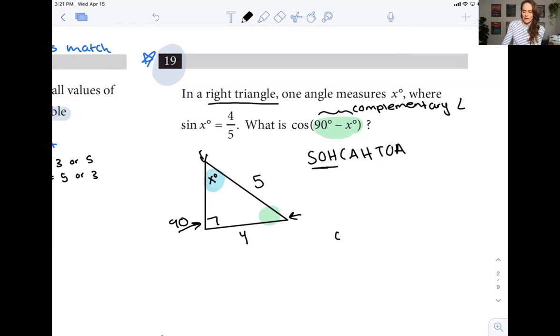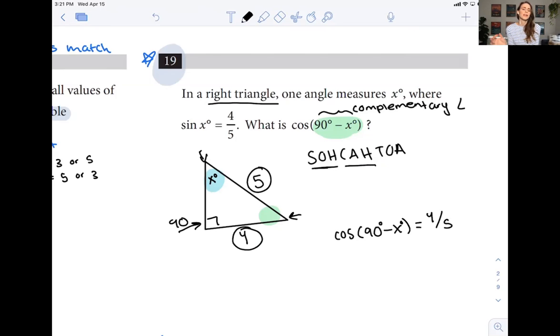So cosine of 90 minus X is also going to be 4/5. Remember, cosine is adjacent over hypotenuse. The angle adjacent to that is 4, and the hypotenuse is still 5. So we would get cosine of 90 minus X is 4/5.